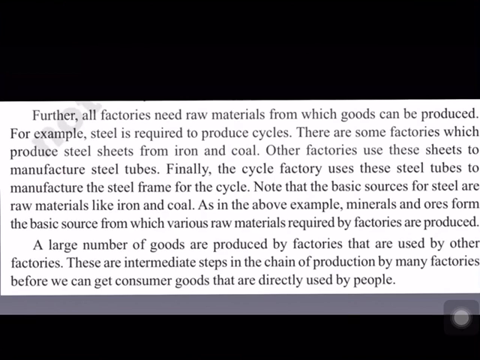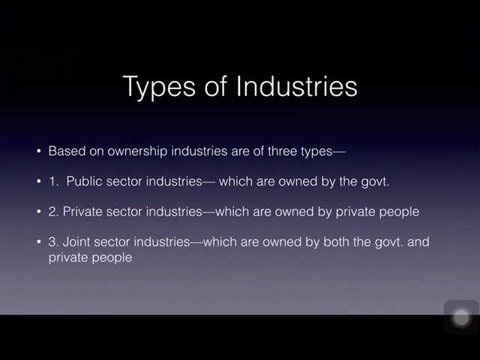And these goods are called intermediate goods. And the factories that produce these goods are called intermediate goods industries. And some factories produce consumer goods that are used in our daily life, like soaps, pens, utensils, etc. Now, for more clarity, let us first have a look at the different types of industries based on different factors.